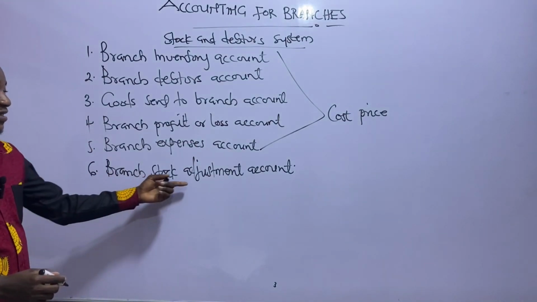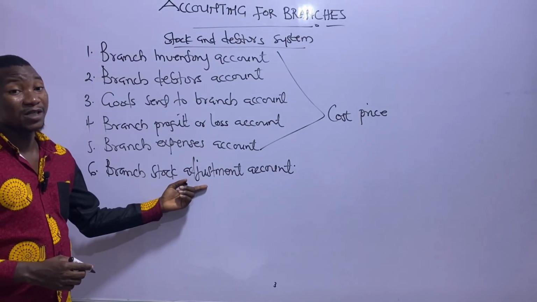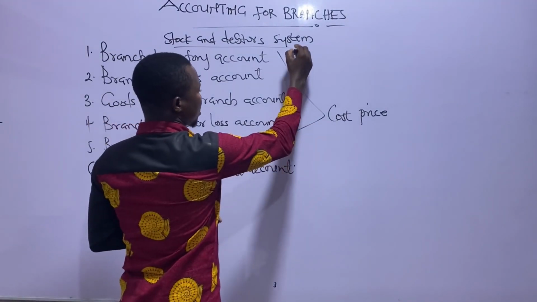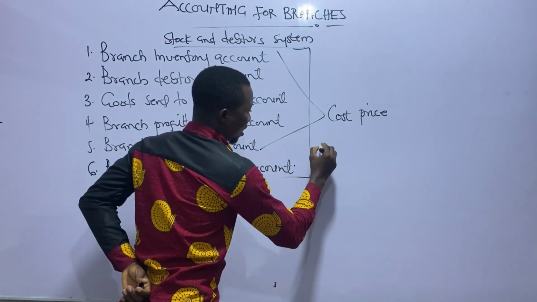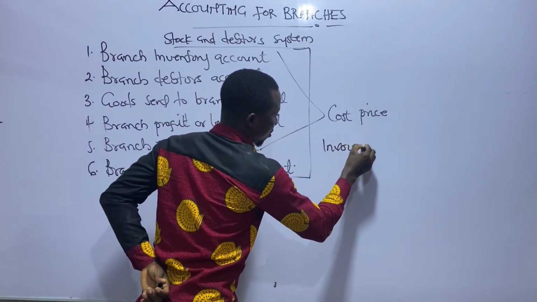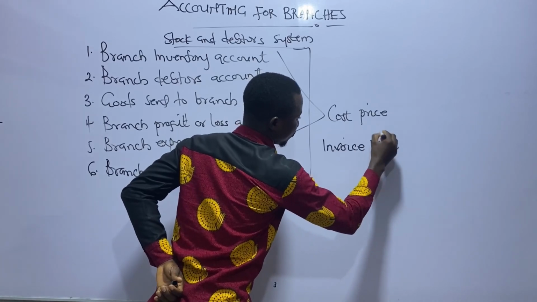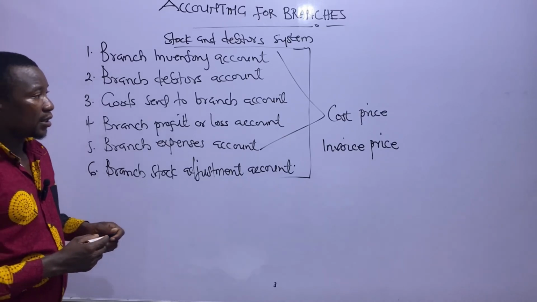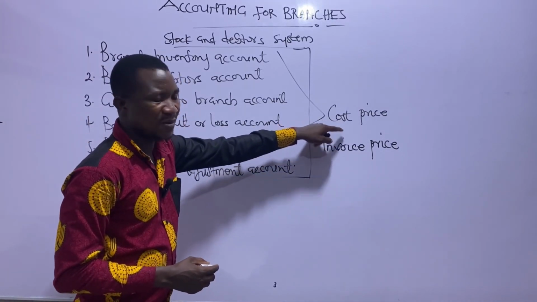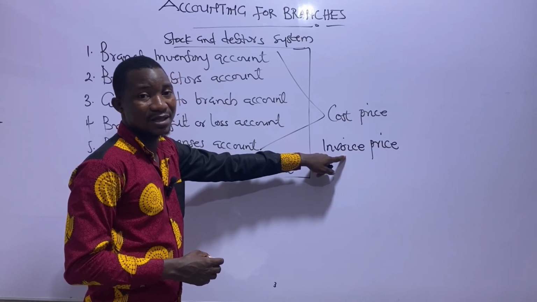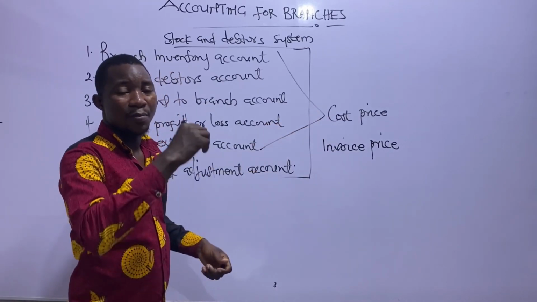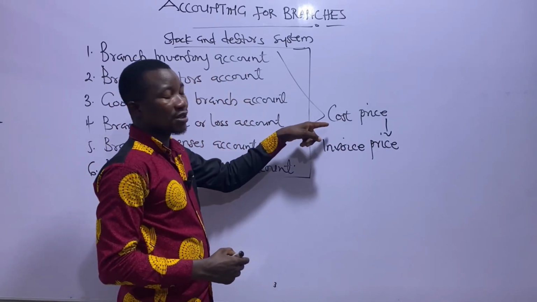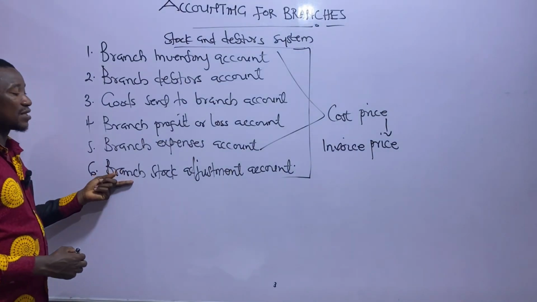This branch stock adjustment account takes care of the profit component that is added to the cost price. When we are transferring the goods at an invoice price, or selling price, or market value, then this account will be added to the first five. There is a profit margin that will be added to the cost price before we have an invoice price. This means that there will be a profit percentage added to the cost price. Is that okay? So this particular branch adjustment account will take care of that.